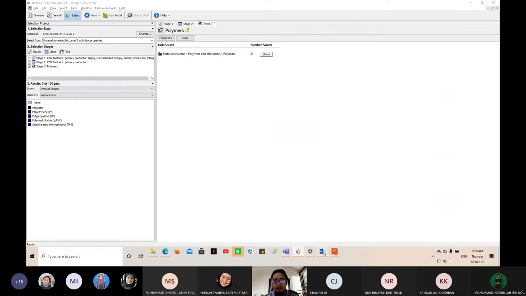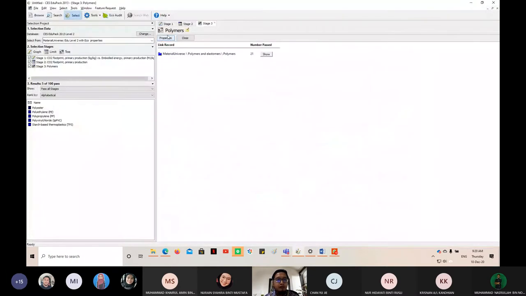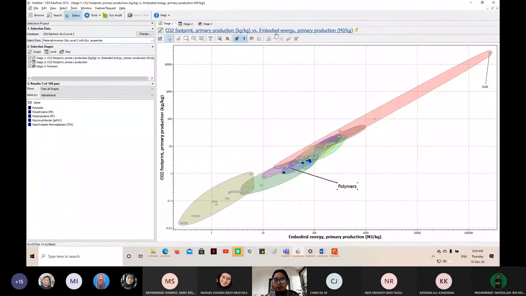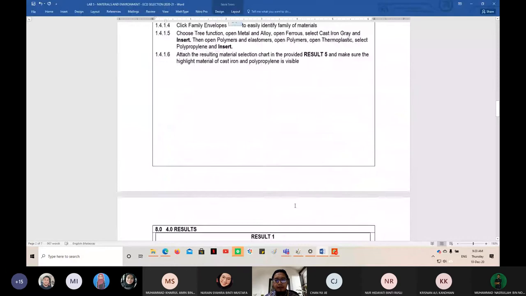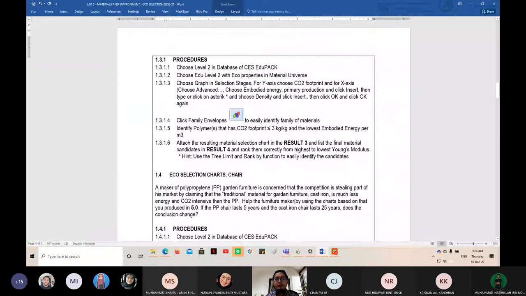So that is simple. You just have to screenshot this chart, and also the list of materials here. Just paste them on result 1 and result 2. So very simple.